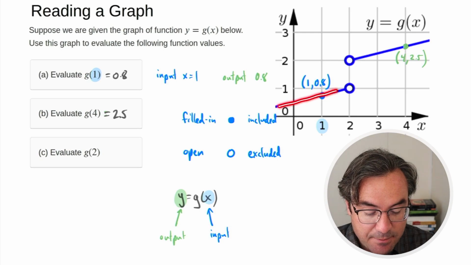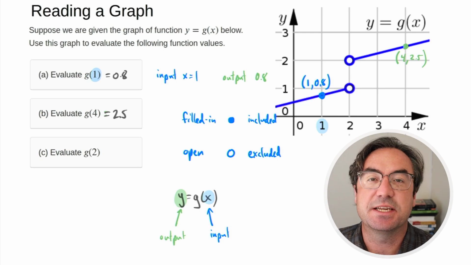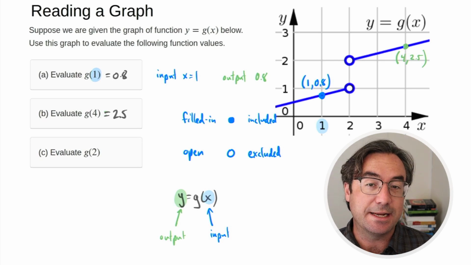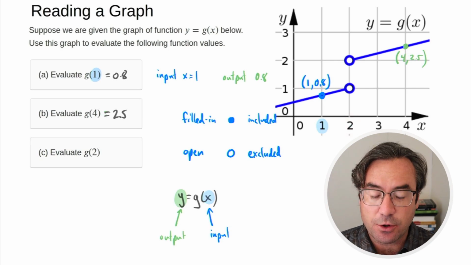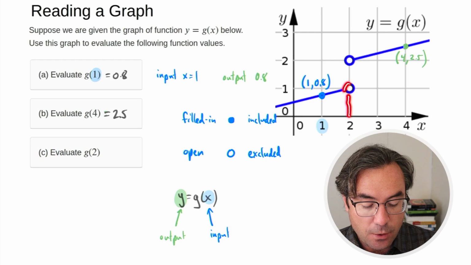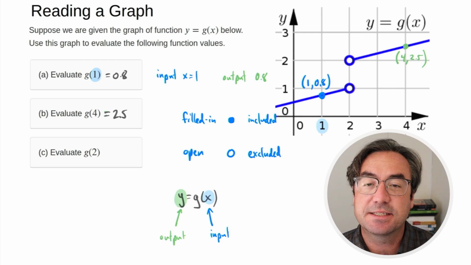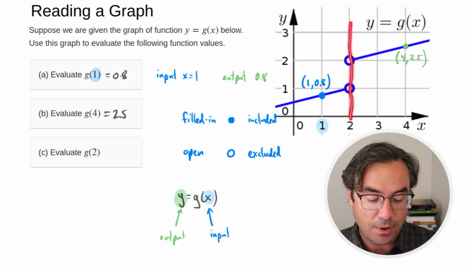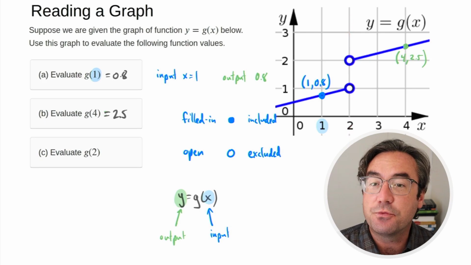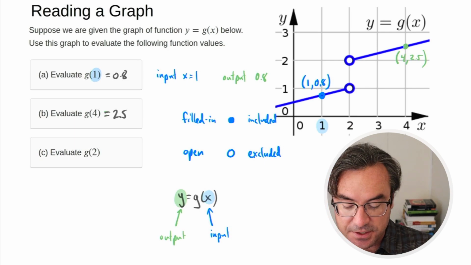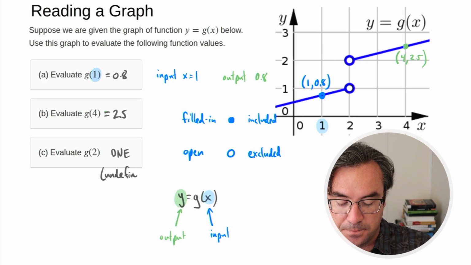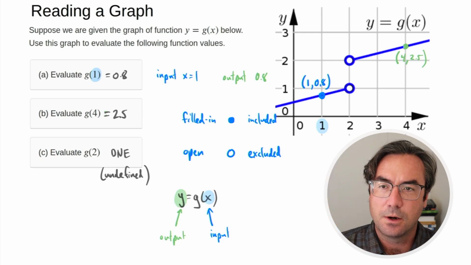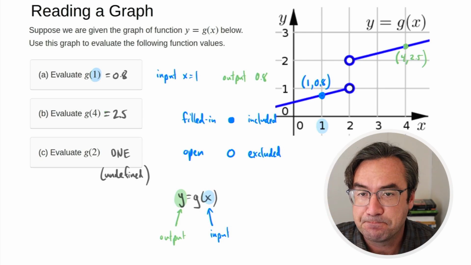And then we get to this endpoint, and it's missing, so we leave it as this open dot. So at x equals 2, this one's kind of a trick question. If we look, there's no actual filled in point at x equals 2. No matter how far I go up or down there, there's no filled in point. So we would say this function value does not exist, or it's undefined. All right, so that's reading a graph.